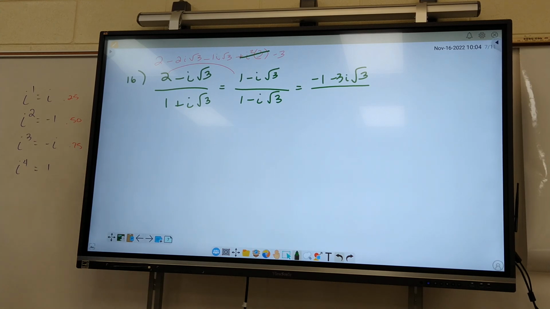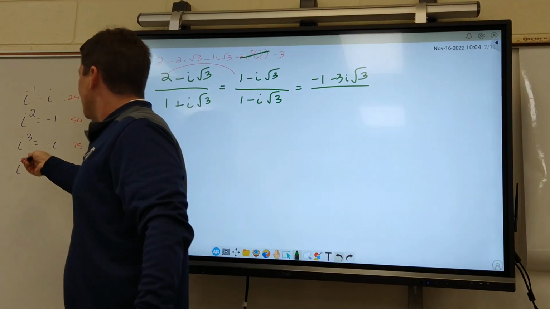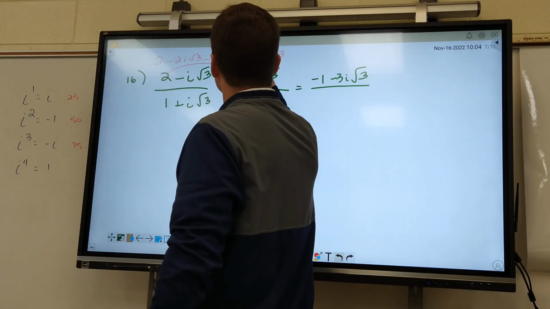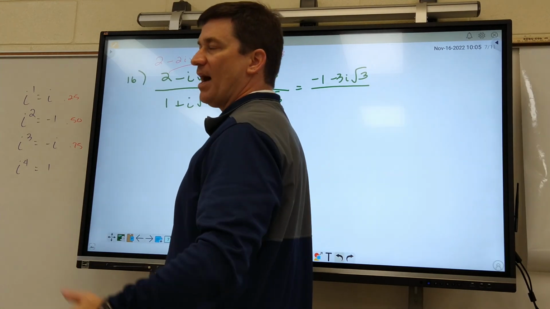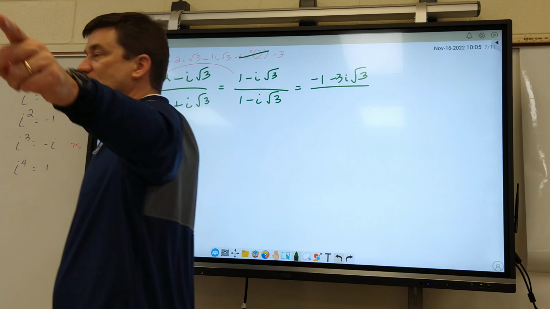Now, the bottom should be a lot easier. The top was tough. Question. Because the i squared is a negative 1, and negative 1 times 3 made it a negative 3. i squared is always going to change the sign. That's exactly what I got.